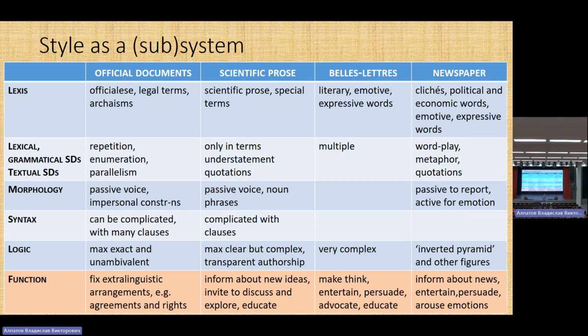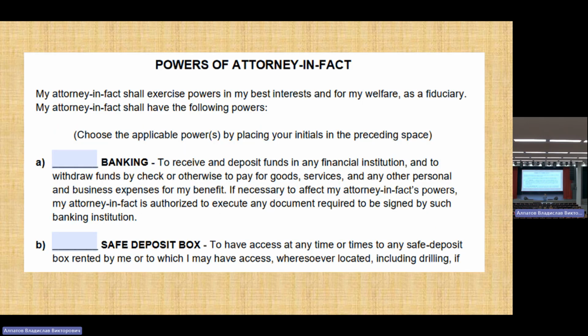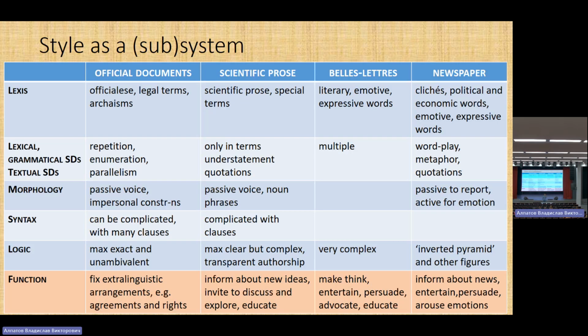For example, repetition, right? When one and the same thing is repeated many times, even if it could be replaced by a pronoun, it is very often repeated with the word in full form. Why? For precision, right? Then enumeration, when we enumerate all these powers, rights, and so on. Parallelism, for clarity purposes, right? And have a look at this: my attorney-in-fact, powers of attorney, доверенность, shall exercise powers, blah, blah, blah. My attorney-in-fact shall have the following powers. And then parallelism: banking, to receive and deposit funds, to have access at any time or times to any safe deposit box. So this is parallelism, this is enumeration, and this is repetition.